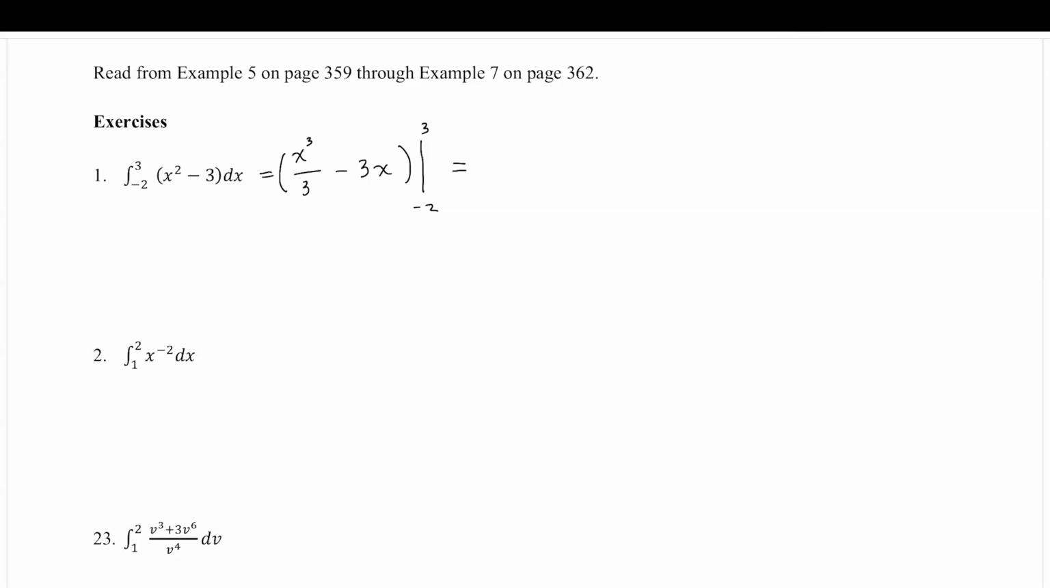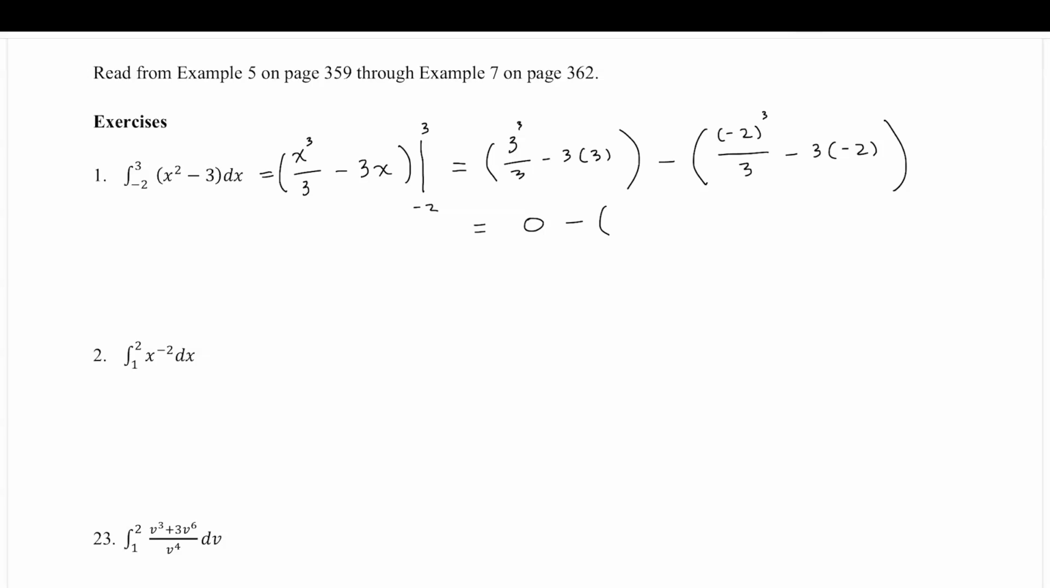Okay, now how does this work? When I have this antiderivative and as I read this, I say evaluated from -2 to 3. So I take the top number and I plug it in for x, and then I subtract, take the bottom number and plug that in for x, and that's the way it works. So in the first case, I actually get 0. 3 cubed over 3 is 9, minus 9 is 0.